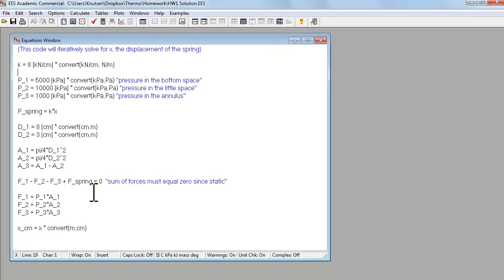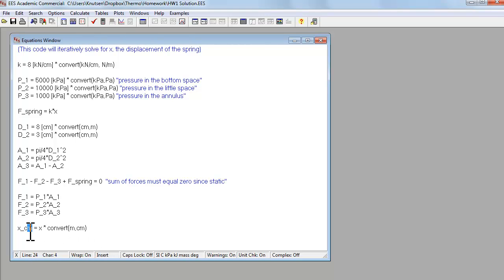And here's my force balance. I said in the comments the sum of forces must be 0, since it's a static problem, nothing's moving, so acceleration is 0. And then the three forces are simply the three pressures times the three areas. And then finally, the last bit of code, I want to know x in terms of centimeters, so I use this x underscore cm. And then here's my conversion again.